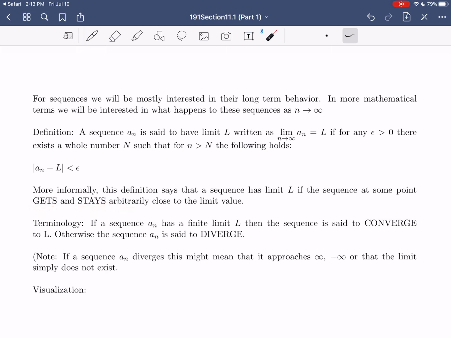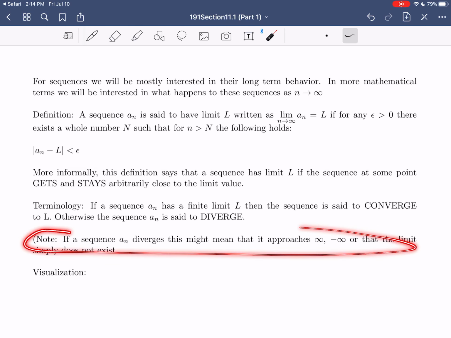A little bit of terminology here. If the sequence a sub n has a finite limit according to this definition, then the sequence is said to converge to L. Otherwise, the sequence a sub n is said to diverge. Just like with improper integrals, convergence means you have a finite limit, and divergence simply means does not converge.